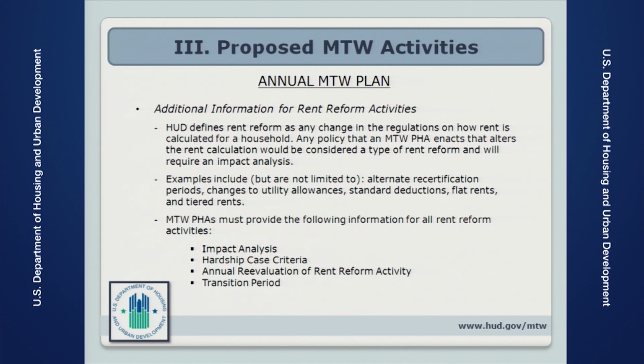So the additional information that must be required is an impact analysis, a hardship case criteria, annual reevaluation for the rent reform activity, and the transition period. The guidance on the HUD website on these materials and how to come up with them is still relevant. This information is very similar to the prior version of the 5900.